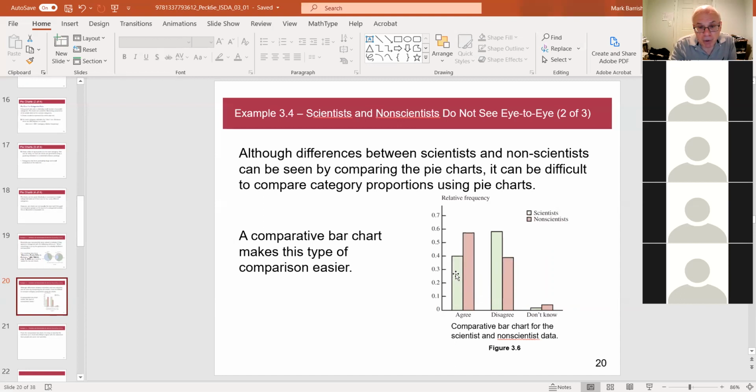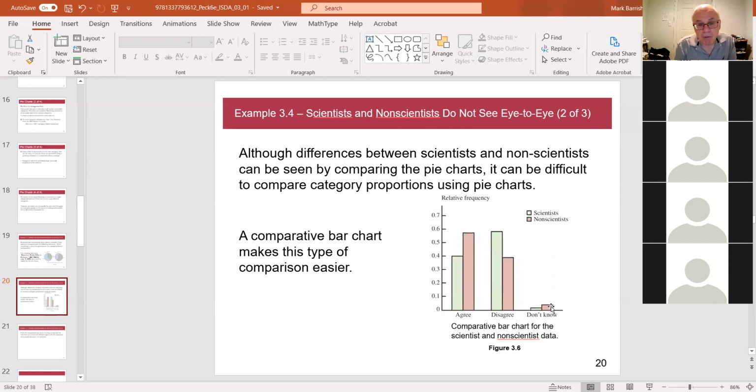And now for each category, you can make a comparison, and you can see pretty clearly that more non-scientists agree than the scientists agree, and more scientists would disagree than non-scientists would disagree, right? Makes sense. And there's more non-scientists who don't know than there are scientists. That's another thing that you conclude from this.